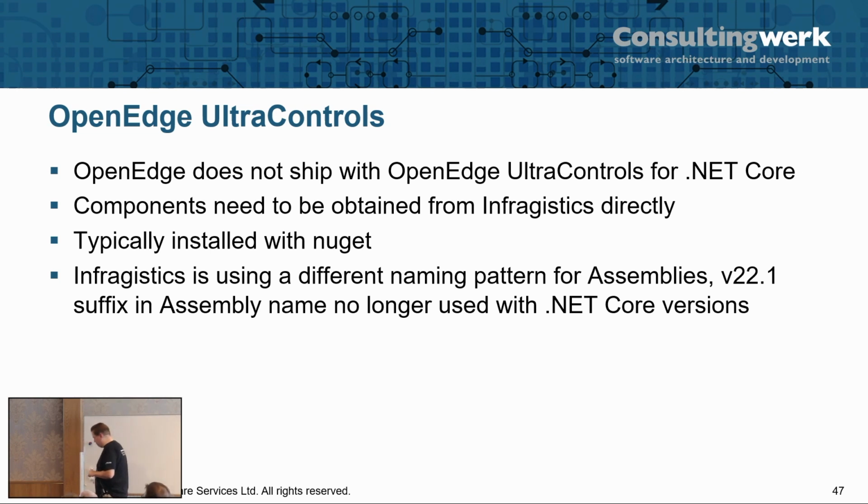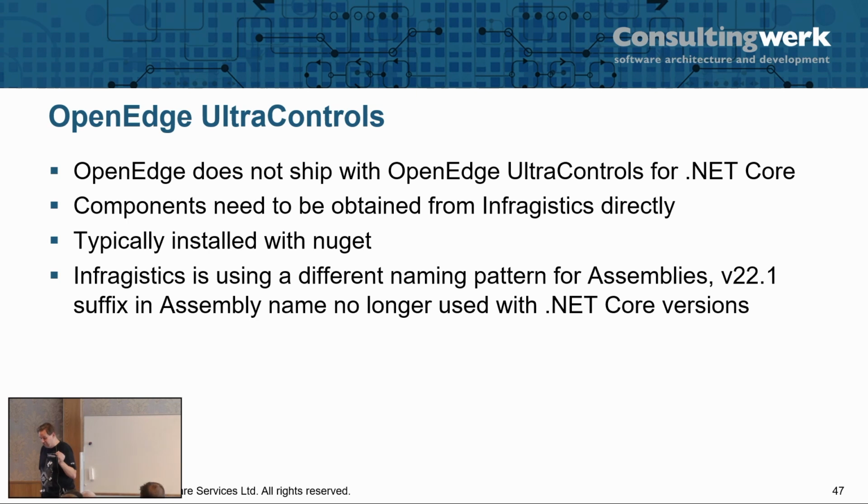For the OpenEdge Ultra controls, Progress has made a decision to drop the support for the OpenEdge Ultra controls for .NET Core. So you cannot obtain the .NET Core variants of the Infragistics controls through Progress anymore, which means you will also not get the technical support through Progress anymore. Did you have a question? No. So we need to be obtaining them from Infragistics directly.